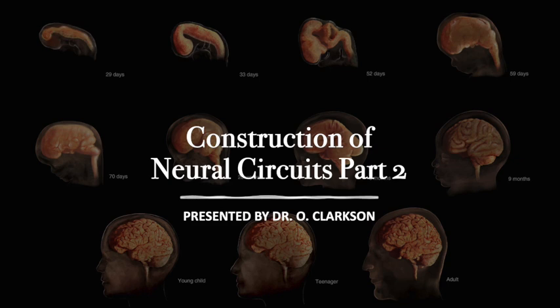The P75 receptor is a low affinity receptor, so it's pretty weak, but it binds to all of them. It doesn't have any discrimination, but it binds to all of them.